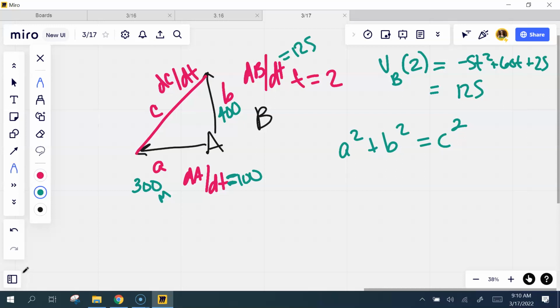Can I figure out C from here? If this is 300, this is 400, that's an easy one. So 3, 4, 5 triangle. Now, implicit differentiation with respect to time. 2a dA/dt. Remember, the variable I'm taking it with respect to is not in there.